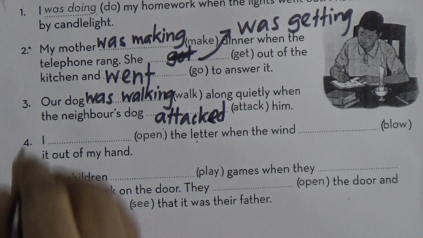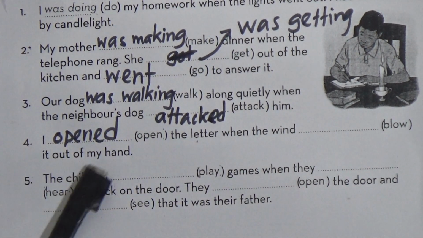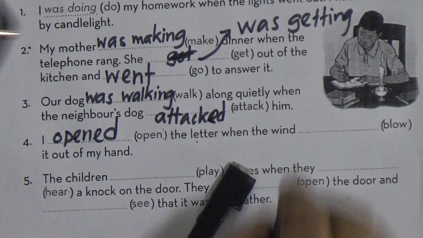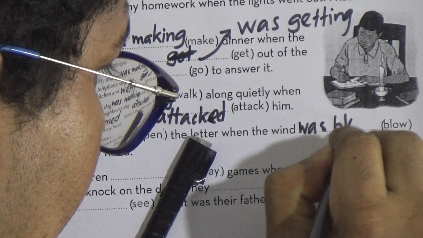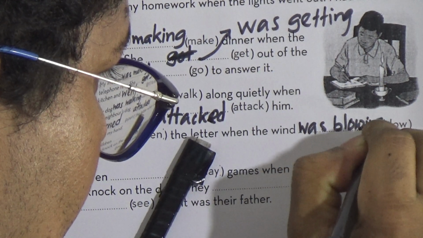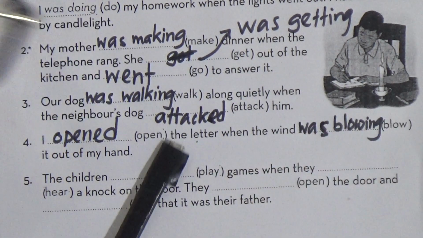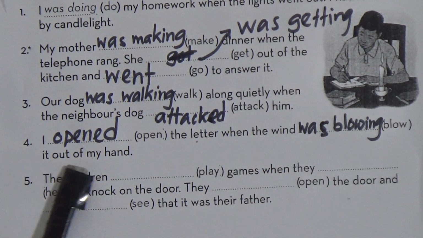I opened the letter when the wind blew it out of my hand. So I opened the letter when the wind, this is past continuous tense, when the wind was blowing, B-L-O-W-I-N-G. So I opened the letter when the wind was blowing it out of my hand.